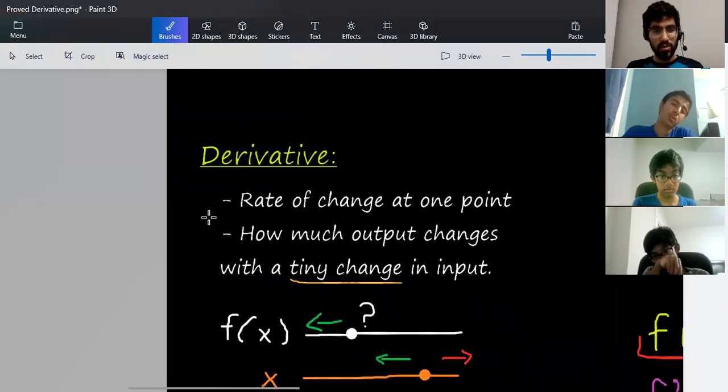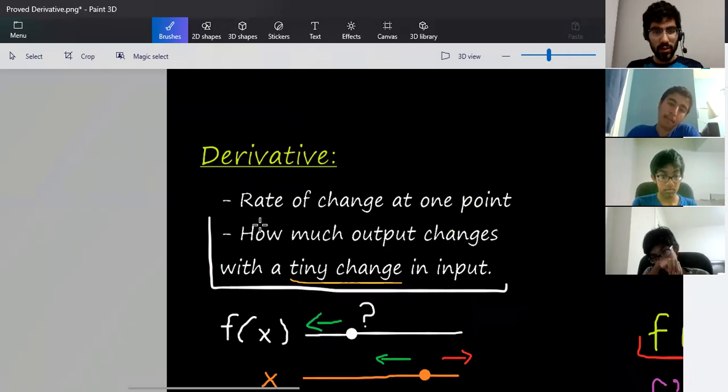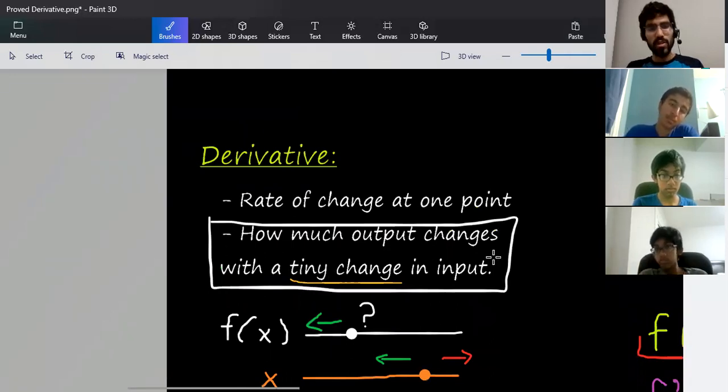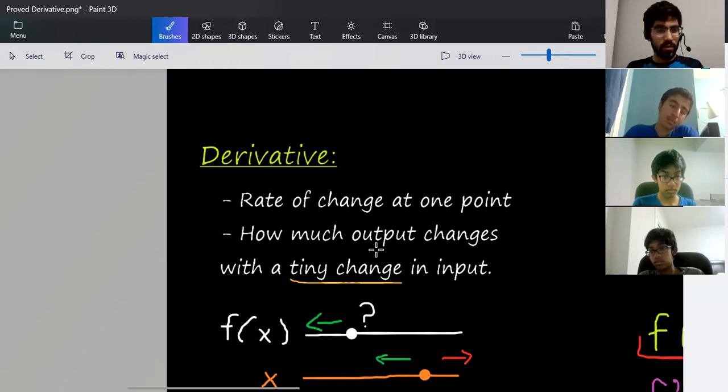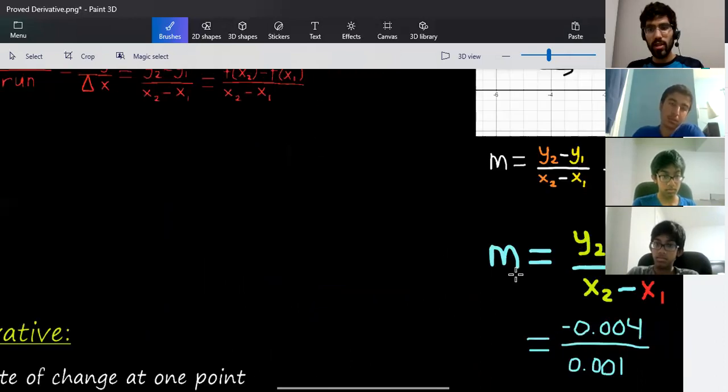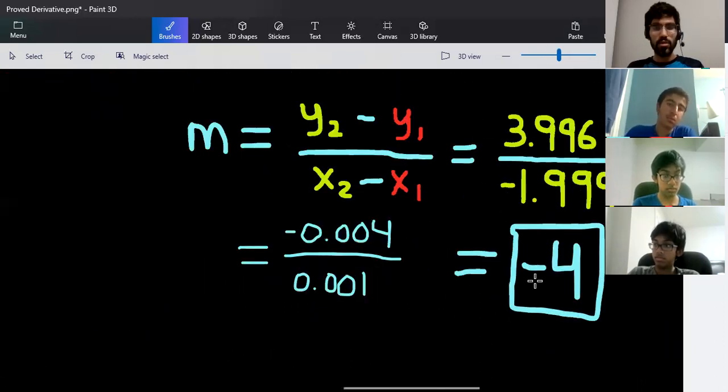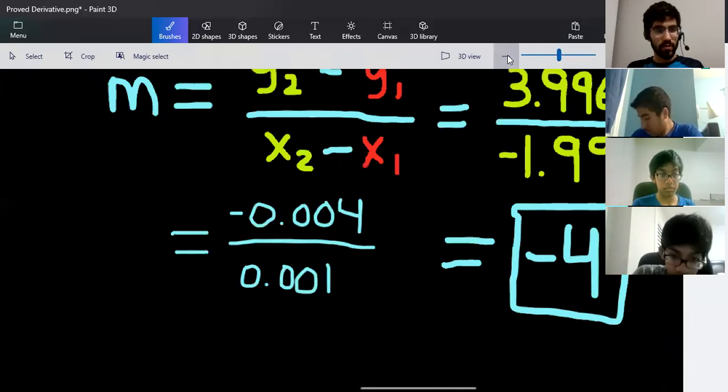However, in this case, I prefer to think of it in terms of this definition. How much does the output change with a tiny change in input? It's more useful in machine learning, but at the end of the day, the rate of change, remember, is just a number. And at the end of the day, we're just multiplying together a few numbers.